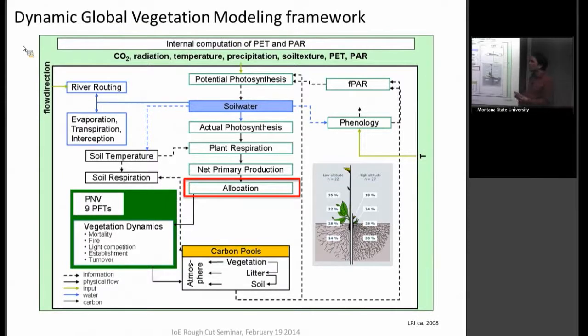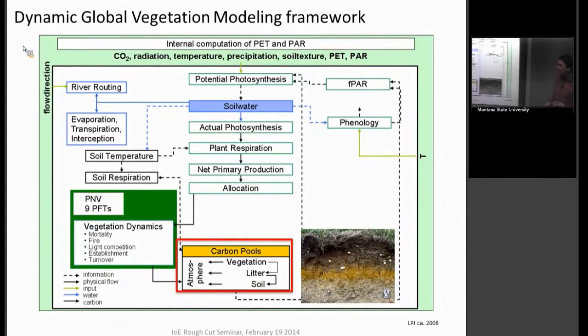And this allocation is done to optimize the response of the plant to local resource limitations. So if there's drought stress, then more biomass will be allocated below ground. And then we have a dynamic soil decomposition module. Most of the models are using something like the CENTURY model, which splits the soil carbon into three or four different turnover rates and models soil carbon accumulation.